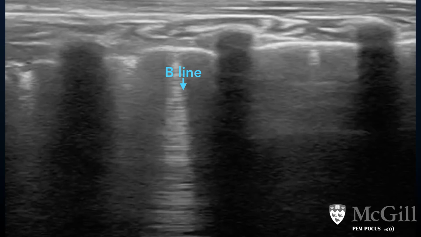The pleural line is usually placed in the upper third of the screen during image acquisition, and the B-line should go all the way to the bottom of the screen. If a vertical projection does not reach all the way down to the bottom of the screen, then it's called a comet tail.